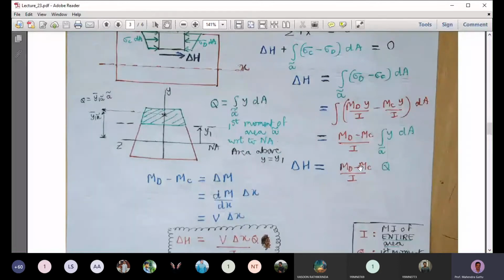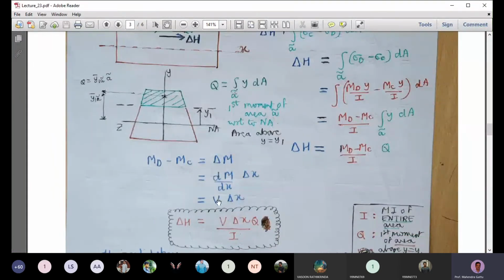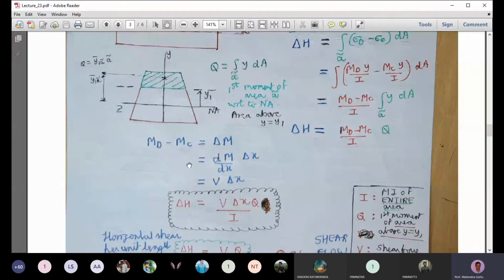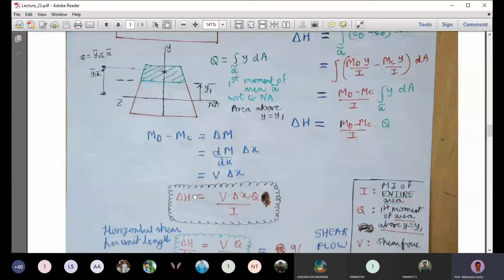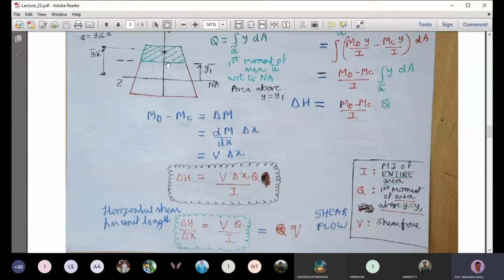What we can do, the change in bending moment we can relate with the area under the shear force diagram. So we have the relation Md minus Mc is the change in bending moment. So we can write it as dM by dx times delta x. This is the slope of the bending moment diagram, and the slope is equal to the shear force. So the change in bending moment is shear force times delta x. So delta M is V delta x. And this Md minus Mc we can replace with V delta x. So we get the horizontal shear force acting on that surface. This horizontal shear force acts in the longitudinal direction, and delta H is equal to V delta x Q by I.